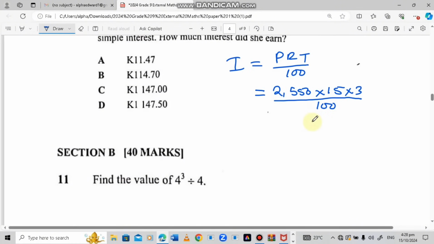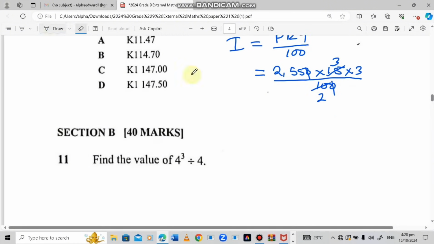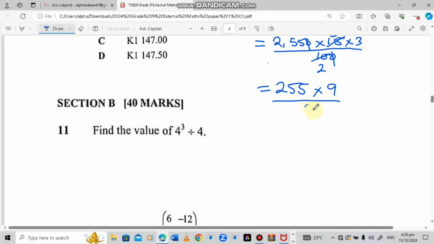Remember, this is paper 1 and you are not allowed to use a calculator, so we can cancel this 0 and this 0. Then you can say 5 here is 2, 5 there is 3. So we are remaining with 255 times 3 times 3 is 9 over 2, this 2 here. Then we can divide.